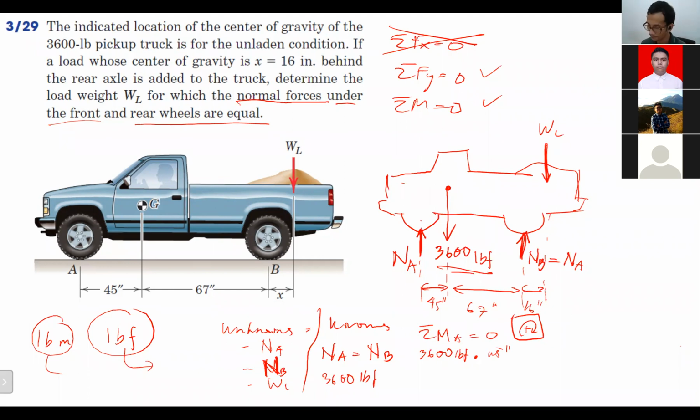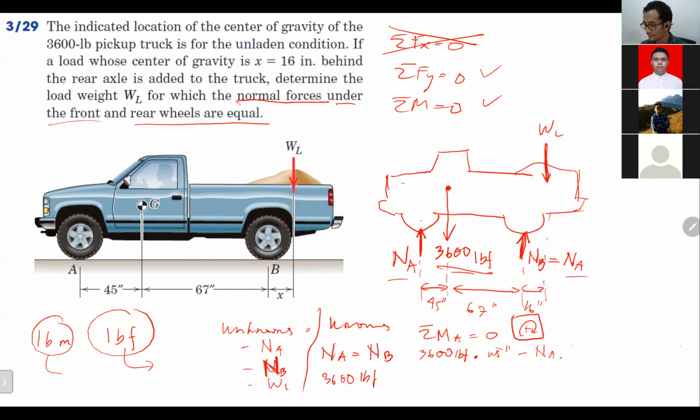And then the normal force at B, that would be anti-clockwise, so we would subtract it. So minus N times 112, because it's 45 plus 67. NA or NB? It doesn't matter because they're the same, but it is better for us in this case to use NA for all of our calculation in order to reduce the number of unknowns. If not, later we have 3 unknowns. But if from the beginning we just use NA here and NA here, we will only have 2 unknowns in our calculation.